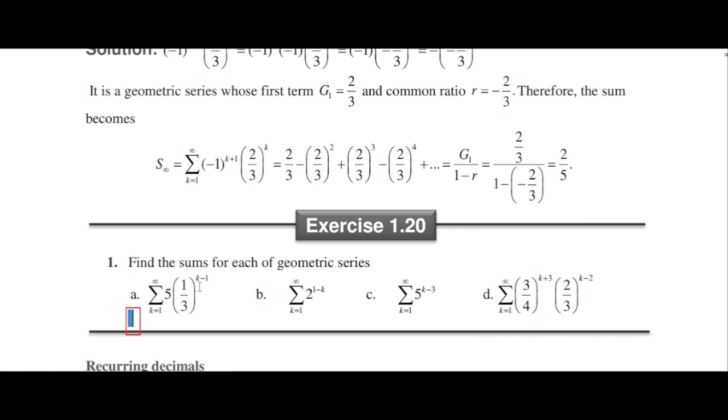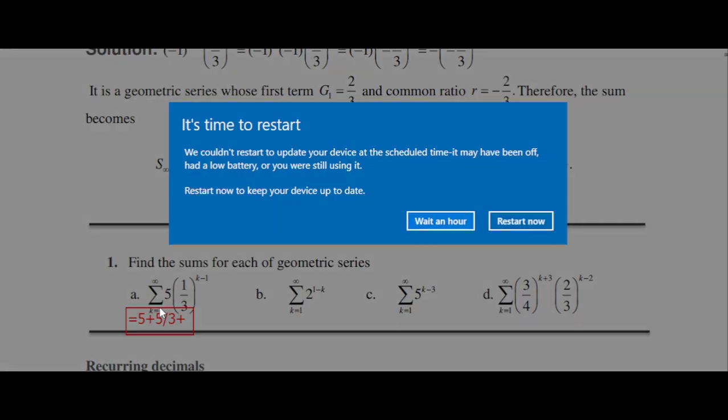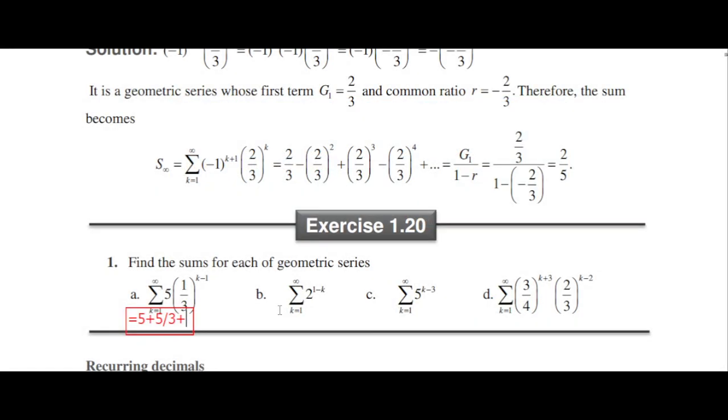When k is equal to 1, 1 minus 1 is 0, and 1 over 3 to the power of 0 is 1, so the first term is 5. Plus, next, for k is equal to 2, 2 minus 1 is 1, 1 over 3 to the power of 1 is 1 over 3, 5 times 1 over 3 is 5 over 3. Plus, next, for k is equal to 3, 3 minus 1 is 2, 1 over 3 to the power of 2 is 1 over 9, so 5 over 9. Plus, and so on.